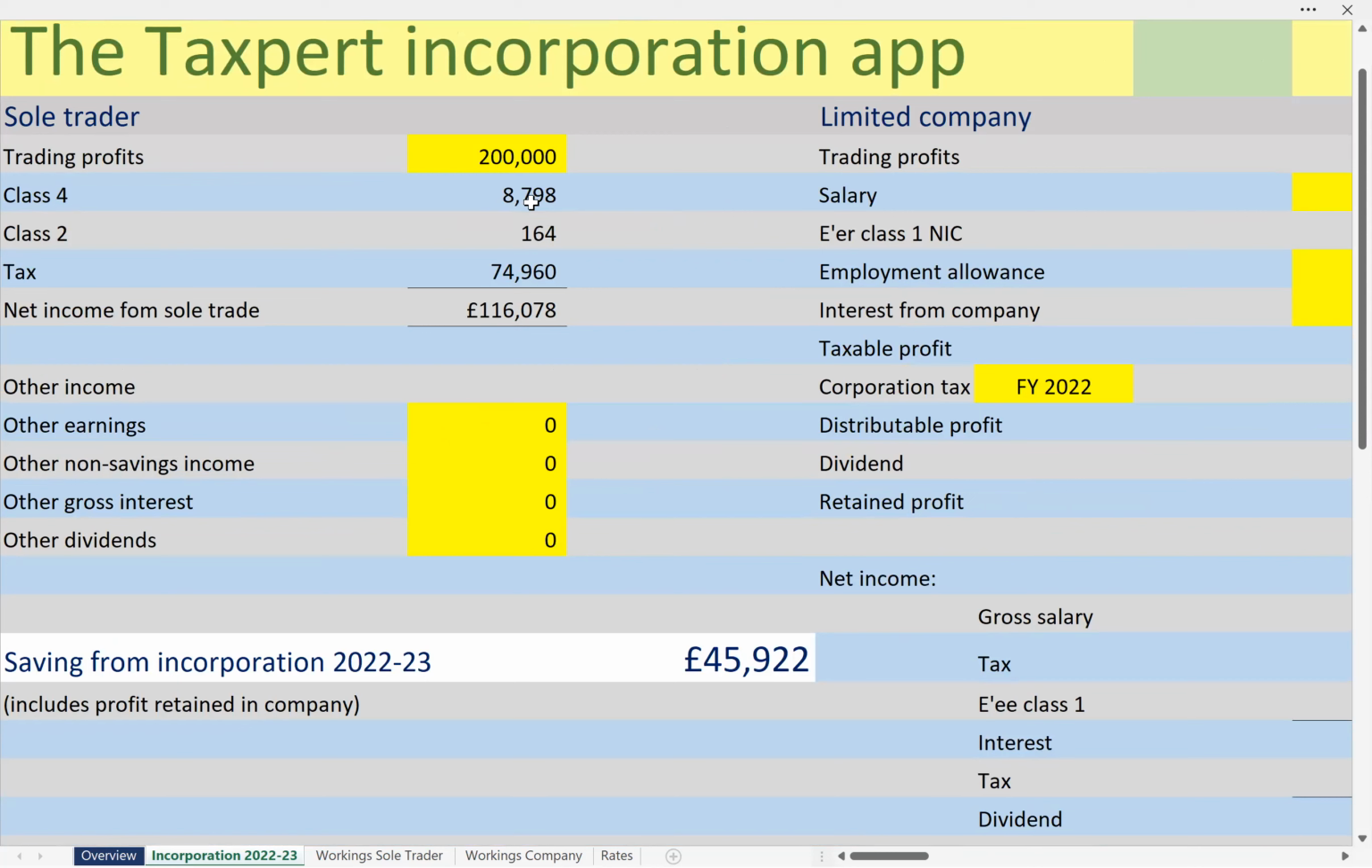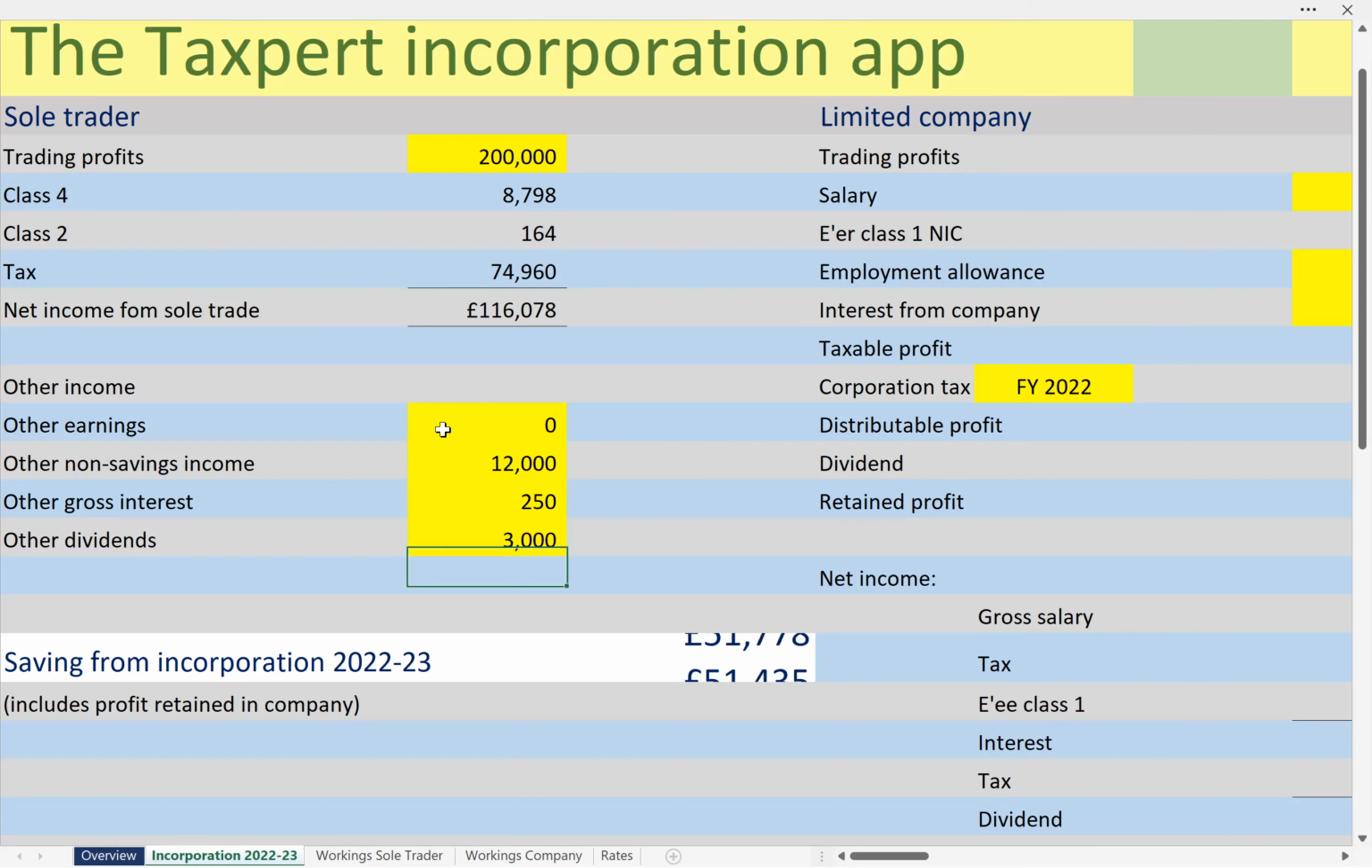And straight away, the calculator for the current tax year, 22-23, will work out the Class 4, the Class 2 national insurance, and the income tax liability from the sole trade. You can also input any other earnings. So let's suppose that this taxpayer has, let's say, rental income of 12,000 a year, 12,000 of property business profits, and maybe interest of £250 a year and dividends of 3,000 a year.